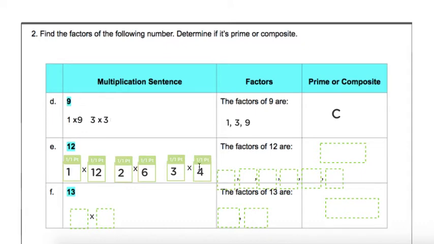And you'll notice, y'all, that the next number would be 4. We would try 4 next, 4 times blank. But 4 times 3 equals 12. And that's the same thing as saying 3 times 4. So we're done. We found all of our factor pairs.